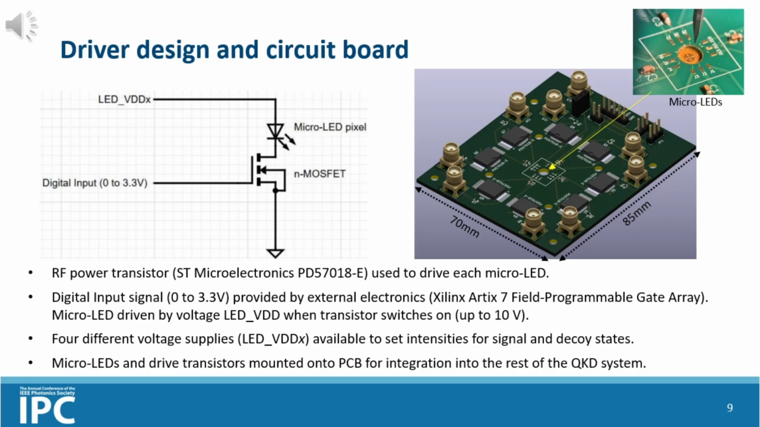The test PCB that we designed and provided to our colleagues in Bristol for the QKD system is shown on the right. The PCB is about 70 by 85 millimeters. The micro-LED array would be wire bonded to the small aperture in the center of the board, as you can see. The coaxial connectors provide the digital inputs, which in our experiments would come from a waveform generator. And then there are 4 different voltage supplies that can be provided to the array in order to configure the different signal and decoy states.